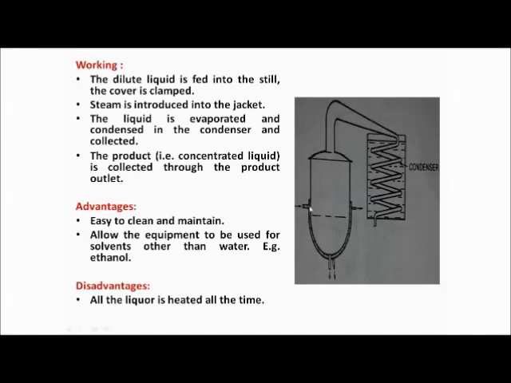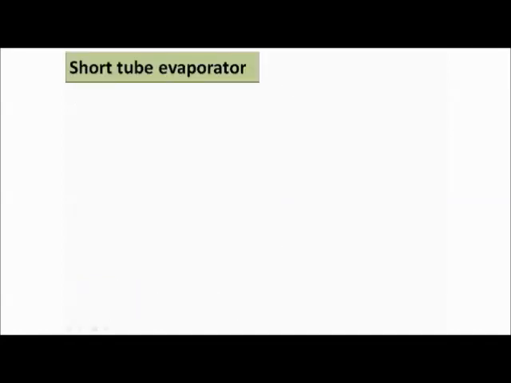this area is covered by the steam jacket, so all the liquid present in this area gets simultaneously heated. Thus all the liquid present here gets simultaneously heated at a time. So the heating surface is limited in this case. Clear? The next one is the short tube evaporator.